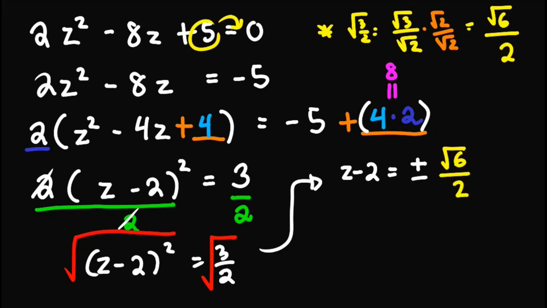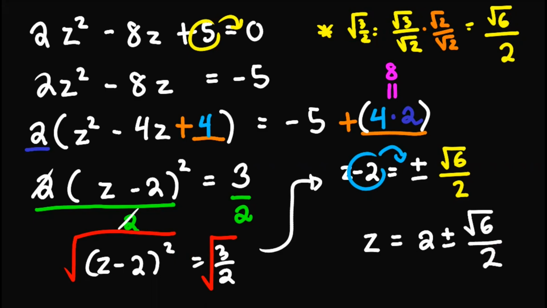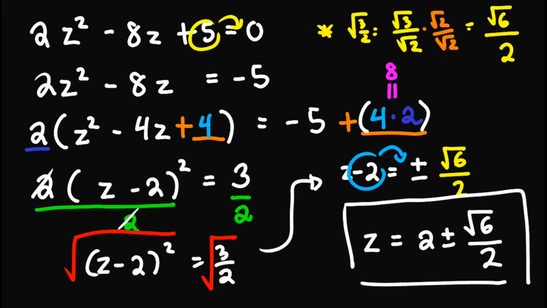Then we move this negative 2 to the right side to obtain our final answer: z equals 2 plus or minus the square root of 6 over 2. This is the answer. So that is how we solve using completing the square with a coefficient that is not 1.